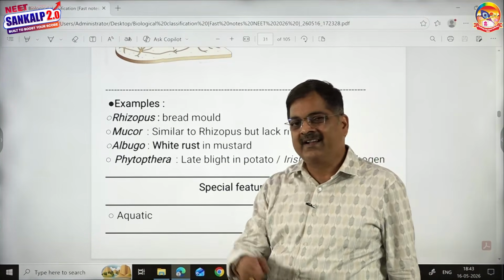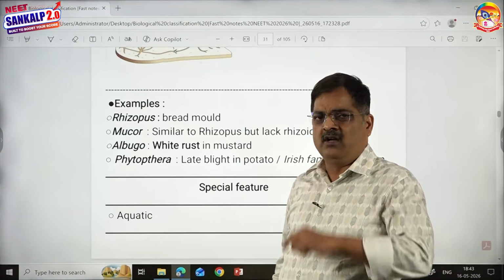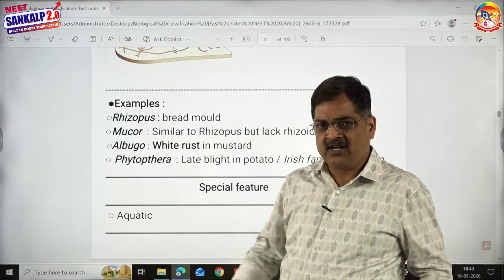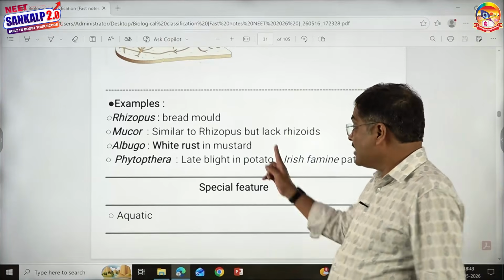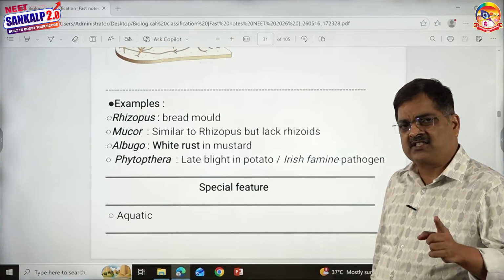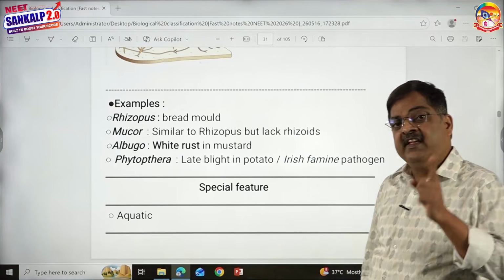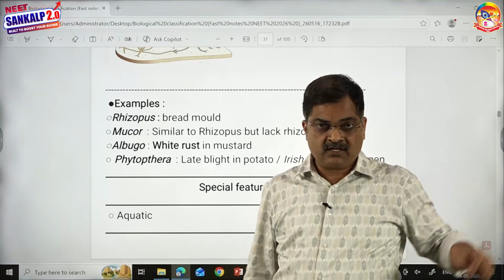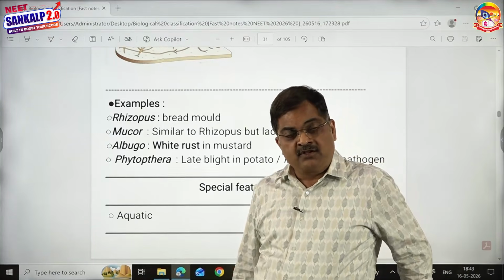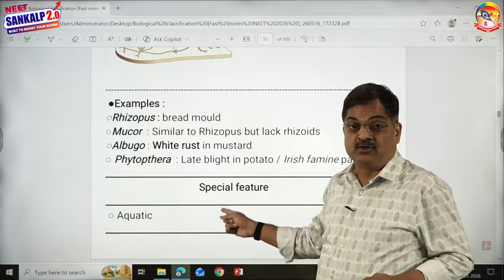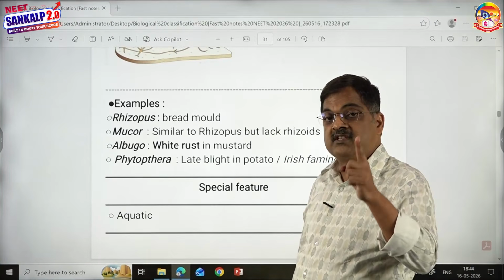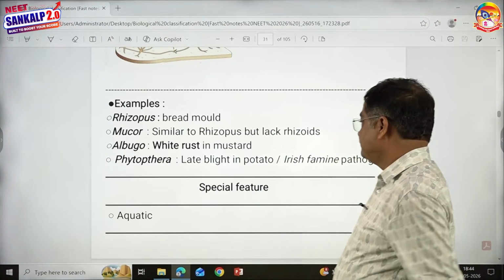And look here, which diagram is there in your textbook? It is Mucor, not Rhizopus, in your NCERT textbook diagram. Remember that. Albugo, very popular question. White rust. Don't get confused between wheat rust and white rust. Wheat rust pathogen is a Basidiomycete. That is Puccinia, wheat rust. Whereas white rust pathogen is Albugo, which is a Phycomycetes member.